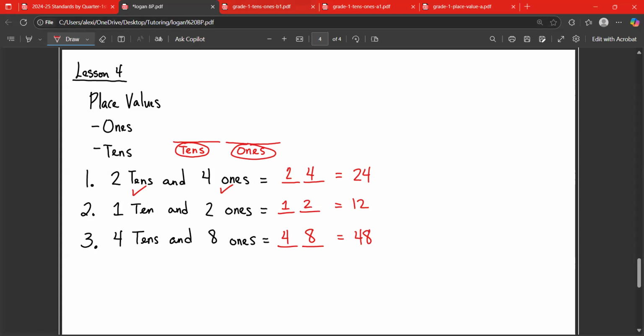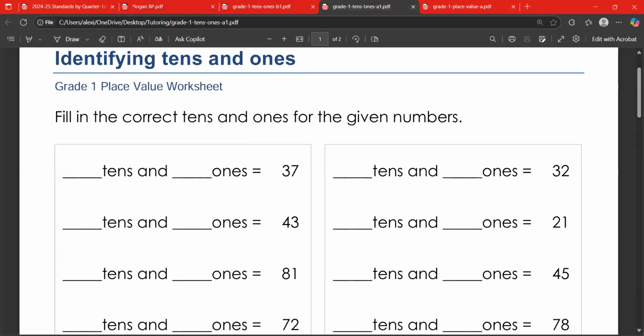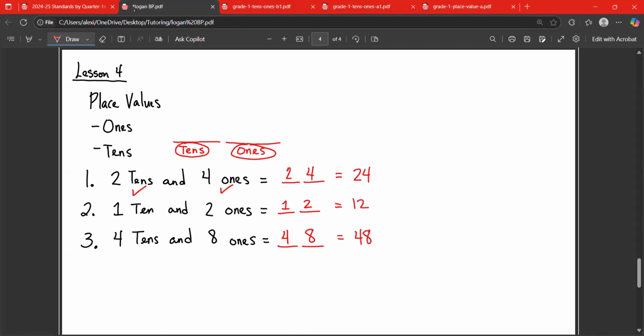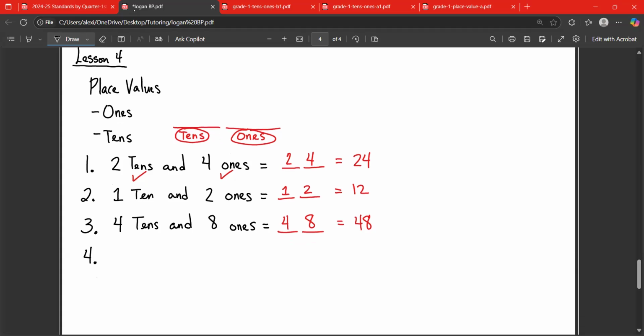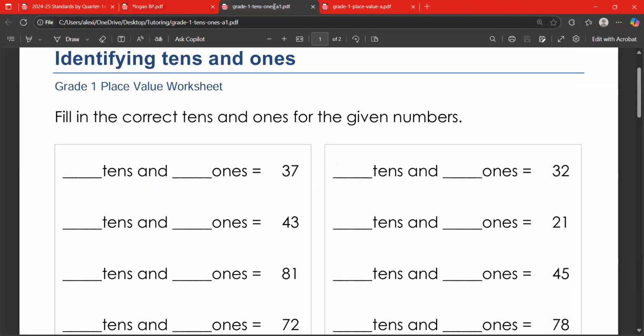All right, so that's that worksheet. Let's see what this one's about. This time it reverses it. It gives us the real number and we have to write the tens and the ones. Let's just do a couple of them, okay? 37, and I'm gonna do 81.